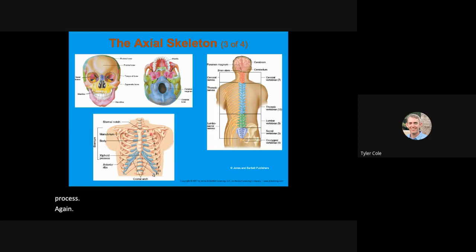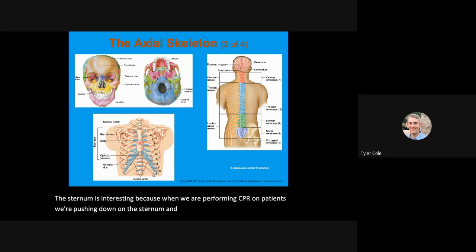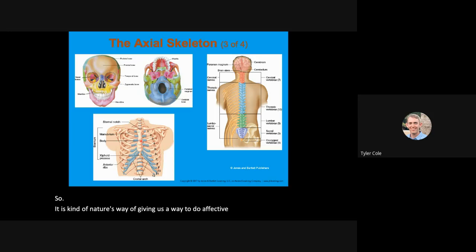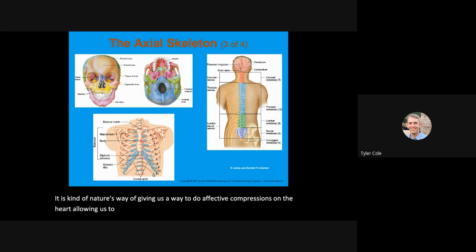Again, these bones serve the main purpose of protecting our lungs on both sides and our heart in the middle here. The sternum is interesting because when we are performing CPR on patients, we're pushing down on the sternum and the heart is just beneath the sternum. So it is kind of nature's way of giving us a way to do effective compressions on the heart, allowing us to get as much blood out as possible when someone is in cardiac arrest.